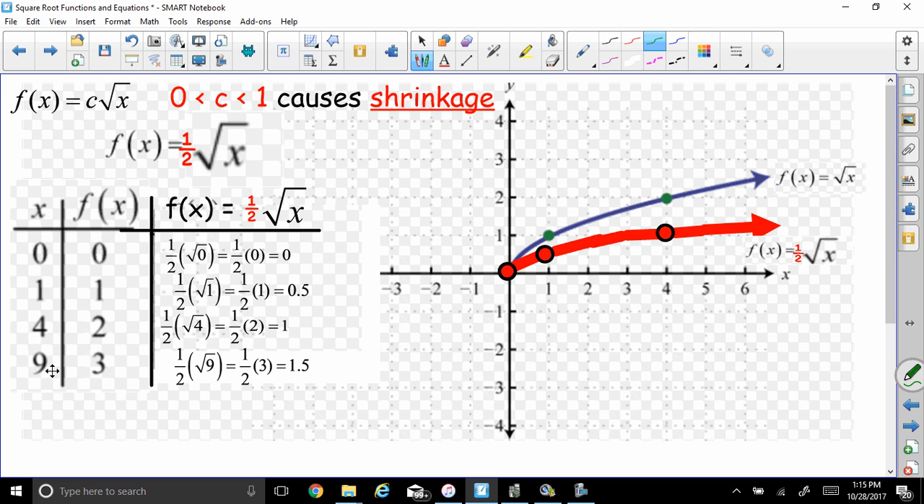And I now have 9, square root of 9 is 3, half of 3 is 1.5, and 9 is down here, and 1.5 would be about halfway up here. So it'd be like there. And again, notice it's still underneath the blue graph, so it's shrinking. So you should know when you have fractions or decimals between 0 and 1 multiplied by your radical, it's going to be a shrinkage.